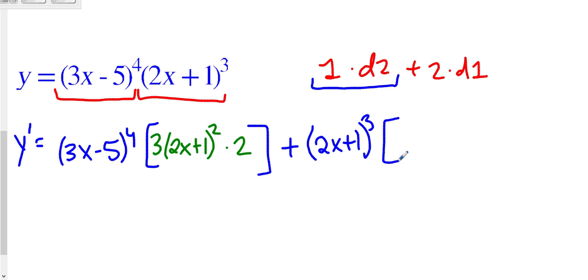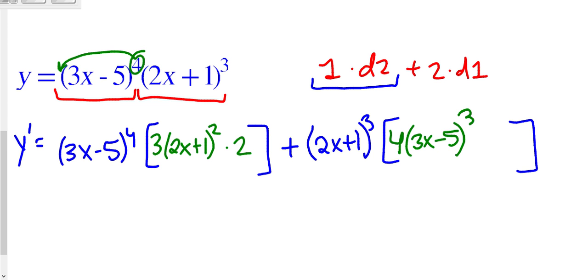I need to take the derivative of the first one. Again, chain rule. Bring the 4 down in front. Leave 3x minus 5 alone. 4 minus 1 is 3. The derivative of the inside is 3. So to simplify this, I can really only multiply things together. I don't have any negative exponents.